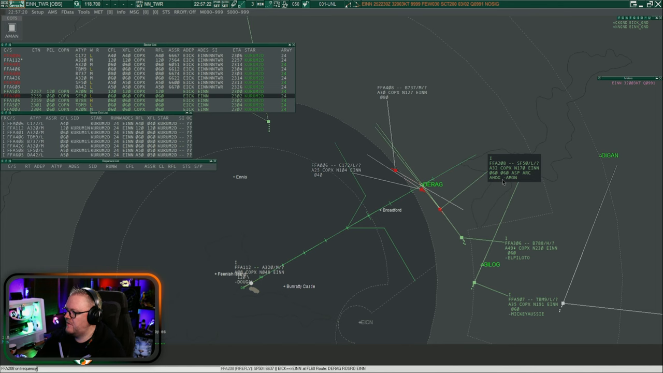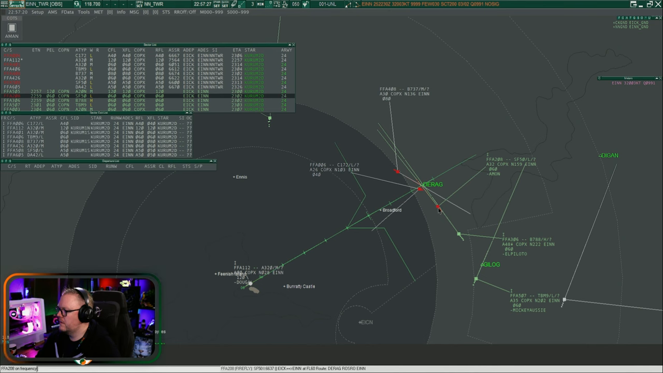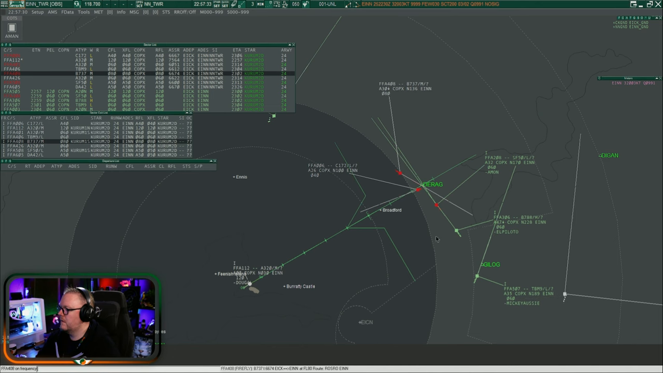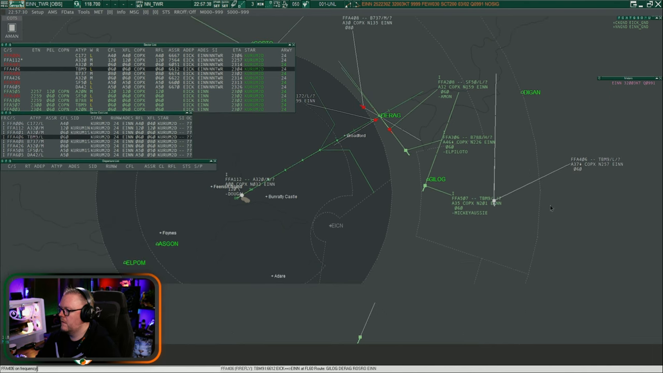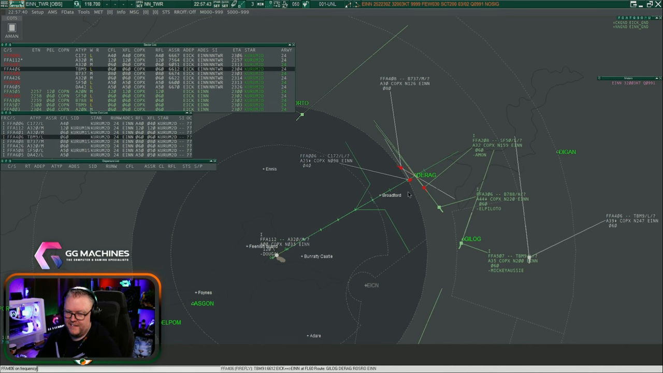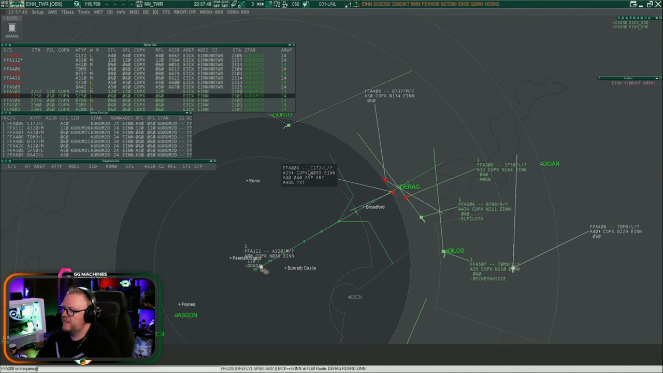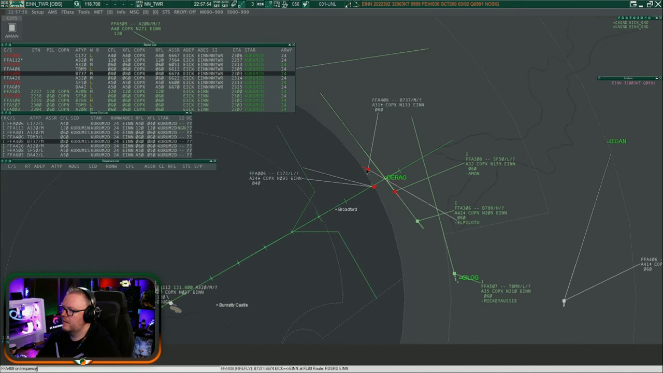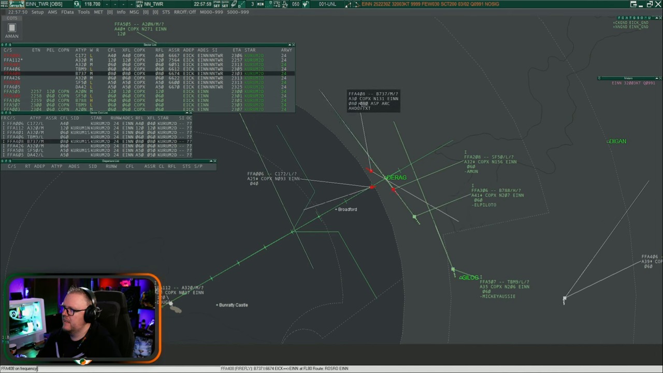Firefly 208, reduce speed now, 120 knots. Firefly 406 on 0 degrees, 4,000. Firefly 208 to reduce speed to 120 knots. And yourself. This is going to be hilarious. Firefly 408 is reducing speed to 120 knots. 408? Well, that was 306. Can you do that? 737?